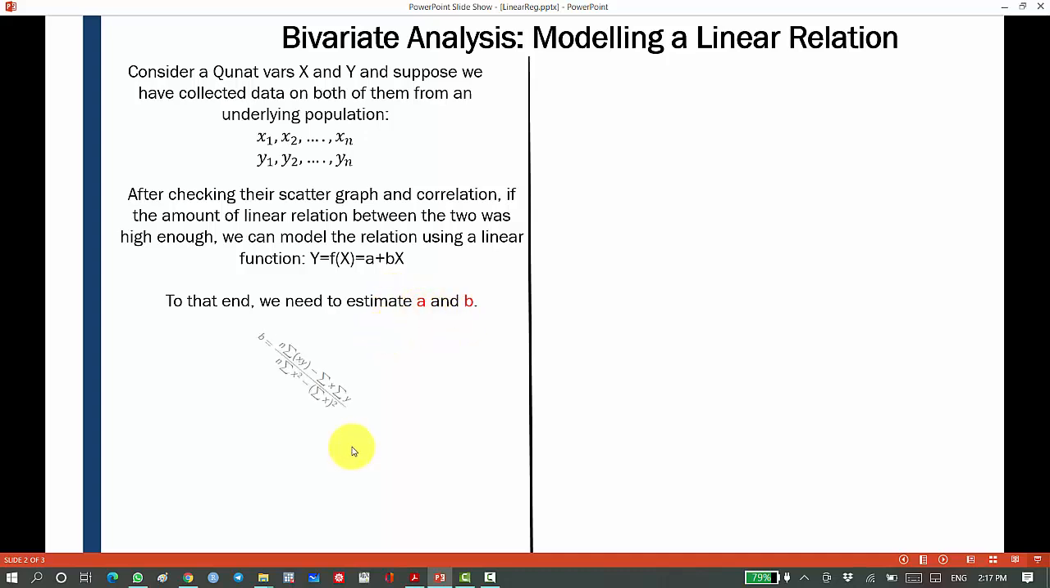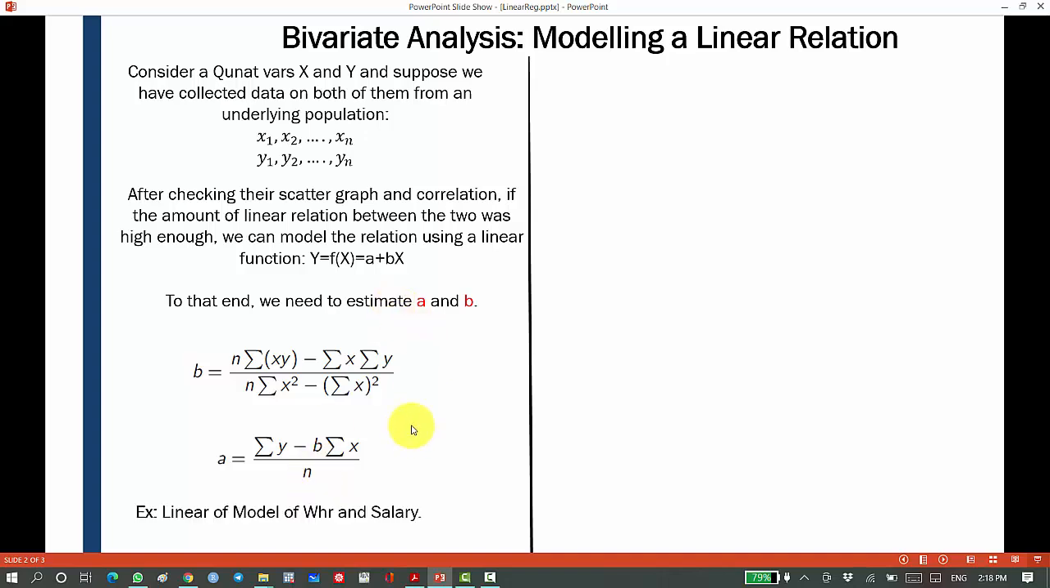To that end, we use the following formula: b is equal to n times the sum of x times y minus the sum of x times the sum of y, divided by n times the sum of x squared minus the sum of x, all squared, and a is equal to the sum of y minus b times the sum of x, divided by n, to compute a and b.